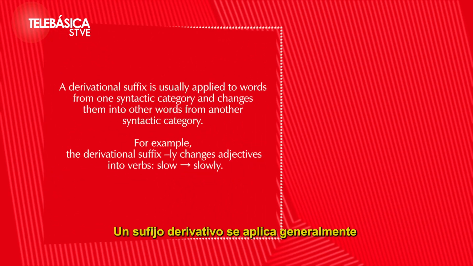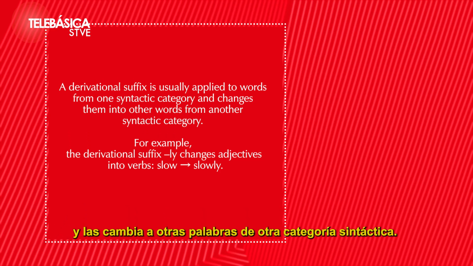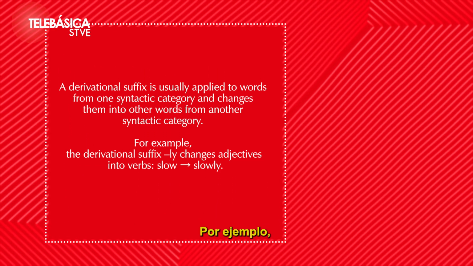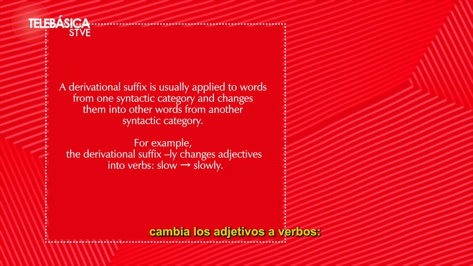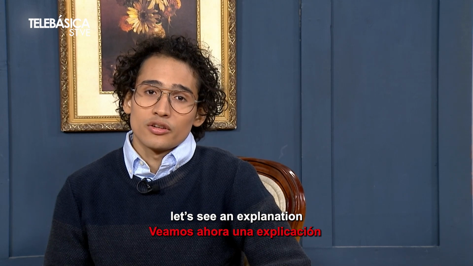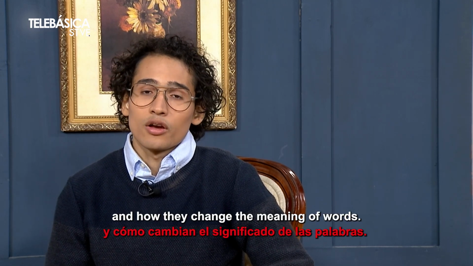A derivational suffix is usually applied to words from one syntactic category and changes them into other words from another syntactic category. For example, the derivational suffix ly changes adjectives into adverbs. Slow turns into slowly. Now, let's see an explanation of what prefixes and suffixes are and how they change the meaning of words.